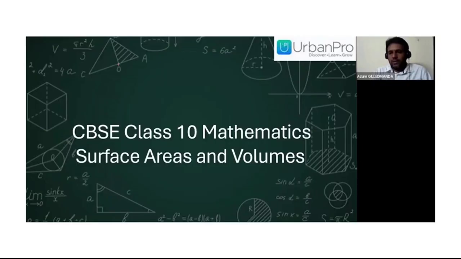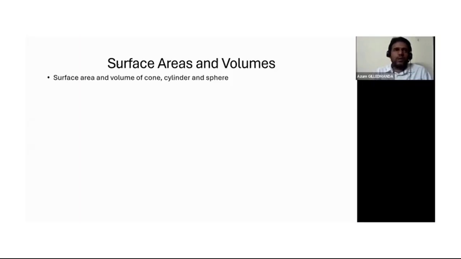Okay, so in today's session we will look at the surface area and volume of a cone, a cylinder, and a sphere. So three shapes we will cover. Let's look at the first shape, a cone. What is a cone? And then we will also look at what is a cylinder, and then we'll also look at what is a sphere.